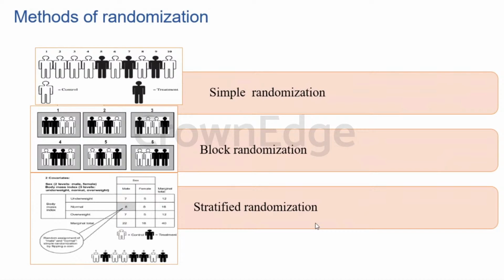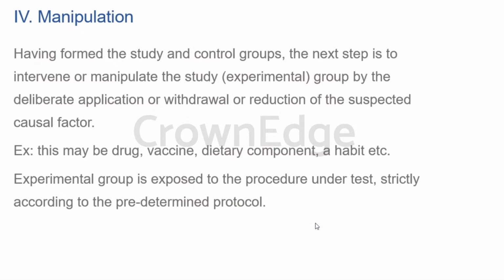Stratified randomization is similar to block randomization. Here we divide the entire population into strata. For example, you classify them according to their body weight: underweight, normal weight, overweight, and marginal weight, or whatever. Then from each weight classification, you randomly select into experimental and study groups. This is stratified randomization. Once you randomize them, you are going to give the intervention or the manipulation.